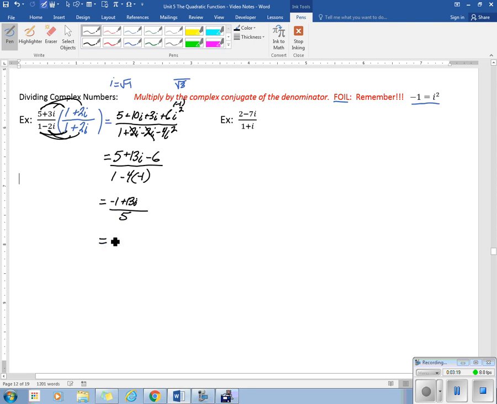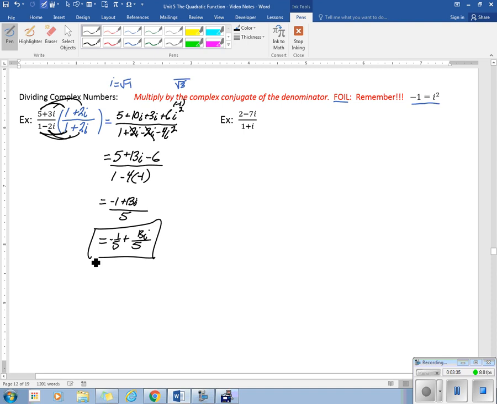Now to write this answer out correctly, we would want to put this into real plus or minus imaginary parts. They need to be separate. So we just divide both of these by 5, and we get -1/5 plus 13i over 5, or another way to write that would just be 13/5 i, and there is the correct answer.